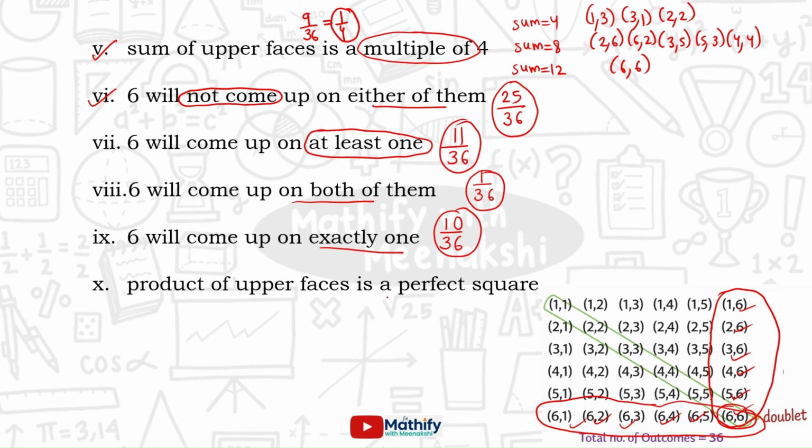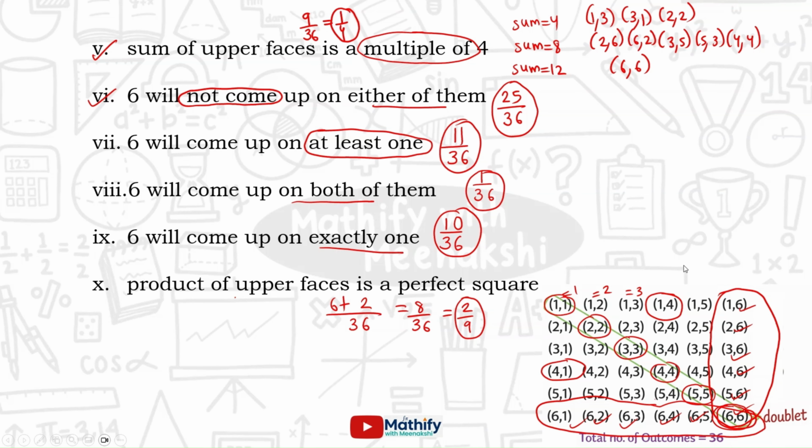Now product of upper faces is a perfect square. Now you will take the product, like 1 into 1 is 1, 1 into 2 is 2, 1 into 3 is 3. So when you take the product, how many times will we get a perfect square? First thing is simple, the doublet will always give a perfect square. You can see 1 into 1 is 1, then 4, 9, 16, 25 and 36. So we have 6. Will any other outcome give you a perfect square? Think. Yes, you will also get a perfect square in 1 into 4 and 4 into 1. So we have 8 in total. 8 by 36. When you cut with the table of 4, you will get 2 by 9.